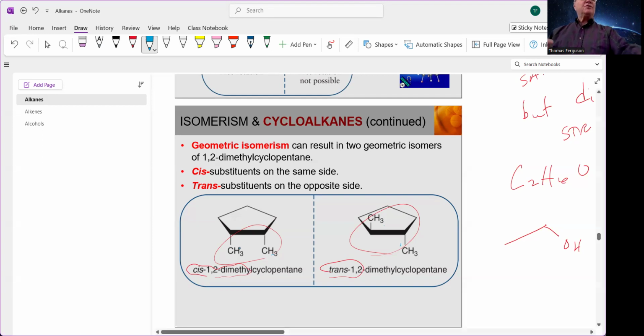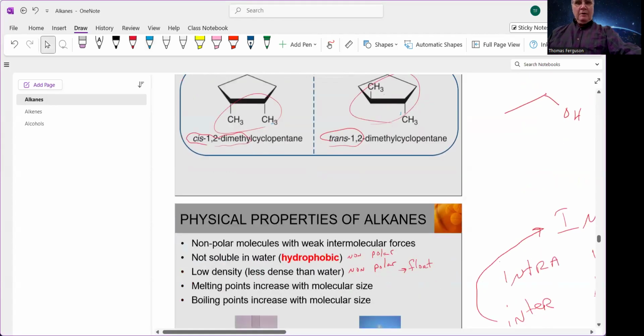We're going to see this cis-trans throughout the semester, but this is your first exposure to it. Think of the word cis as in sister. Sisters can be close, not all the time. And trans, think of transcontinental, kind of far apart. Okay.